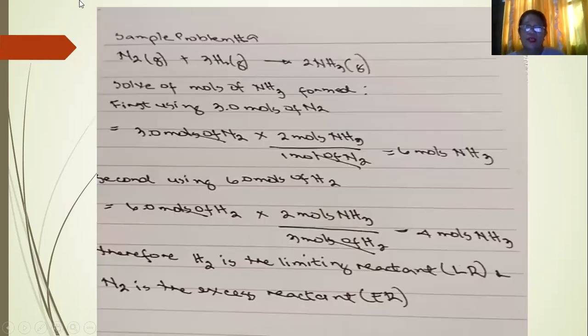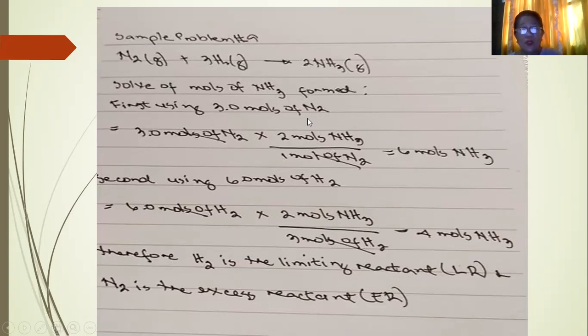So let us now solve for the moles of ammonia, using the 2 given. The first given is 3 moles of nitrogen. So that is 3 moles of nitrogen multiplied with the balanced equation. It is 2 moles of ammonia produced from the reaction of 1 mole of nitrogen. So cancel the nitrogen, that is 3 times 2, which is 6 moles of ammonia.